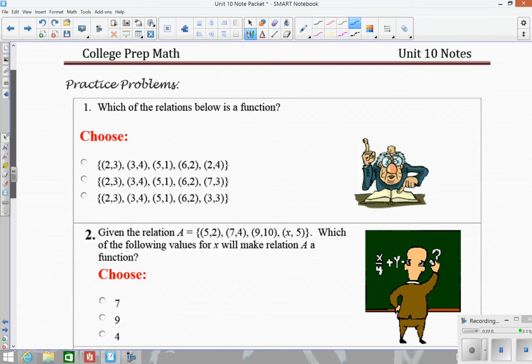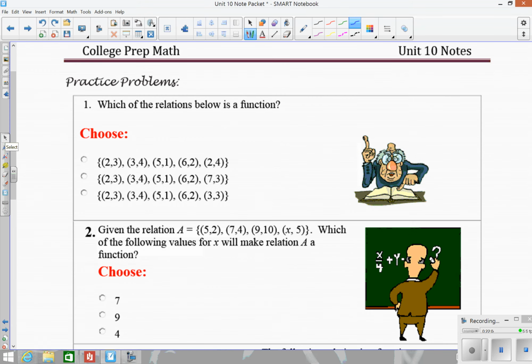Okay, so going through these practice problems, hopefully you actually did them. Quickly, these are some different multiple choice questions. Which of the relations below is a function? Whenever you're looking at ordered pairs, you're looking for that repeated x value. Here, all of my x values are different except for the 2's. So that's not a function because I have one input with two different outputs.